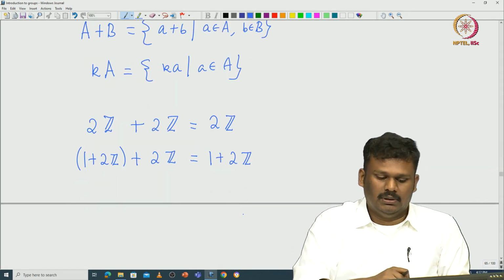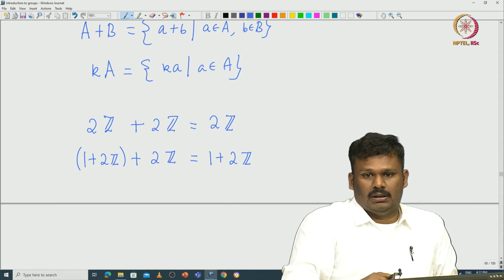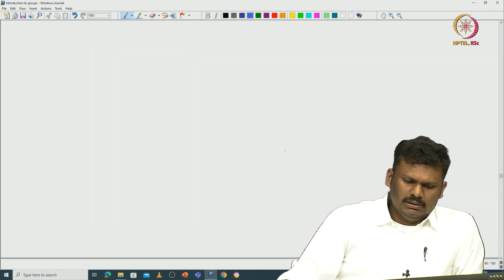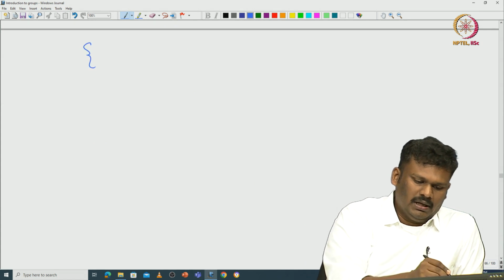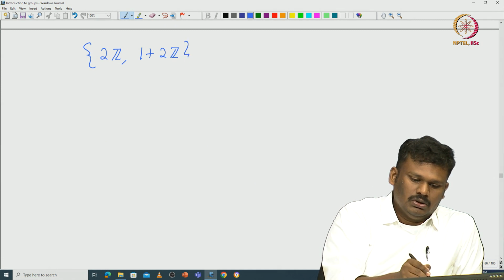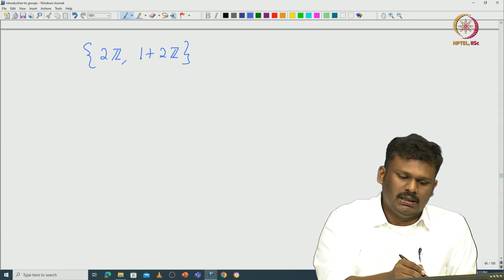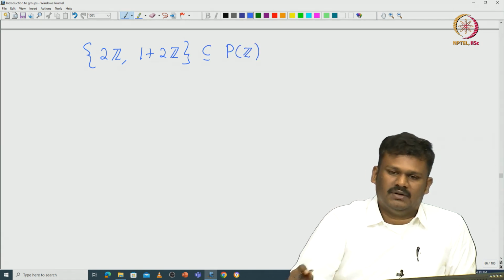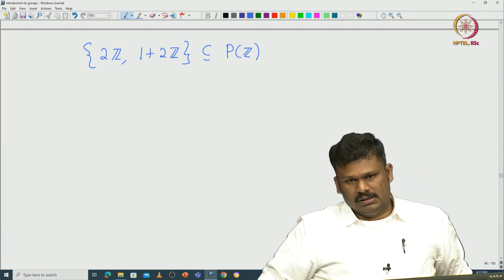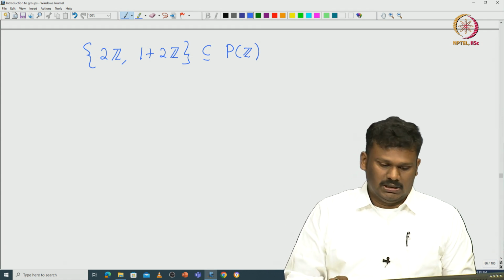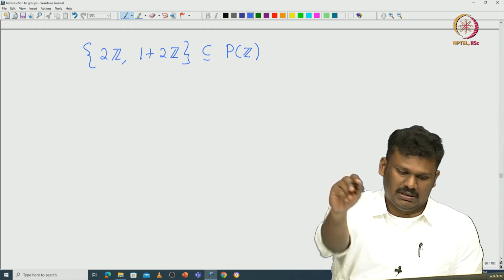Basically, you take an odd number and an even number, you add them, you get an odd number. Similarly, what we are doing is, you have taken 2Z and then 1 plus 2Z. So, this I can consider as one set. Basically, this is living inside the power set of Z, the power set of Z consisting of all possible subsets of Z. So, 2Z and 1 plus 2Z is one such subset of the power set of Z.